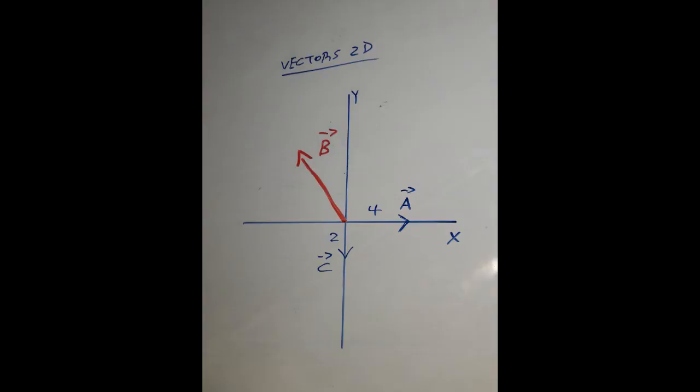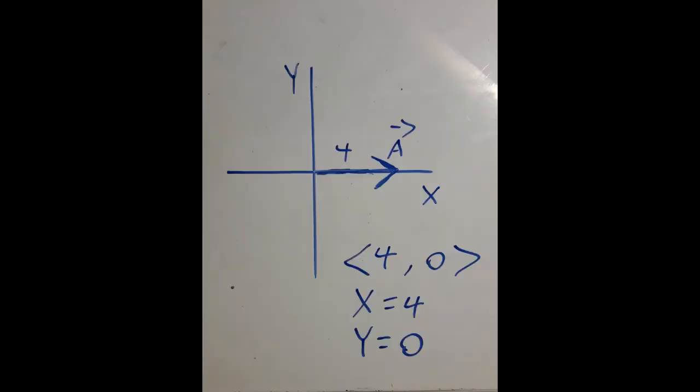After they gave us the picture with all the lengths and information given, we are going to take each vector independently, and we're going to write it algebraically. For example, vector A. We see that vector A has a length of 4 in the positive x direction. So if we want to write it algebraically, it will be 4 in the x and 0 in the y.